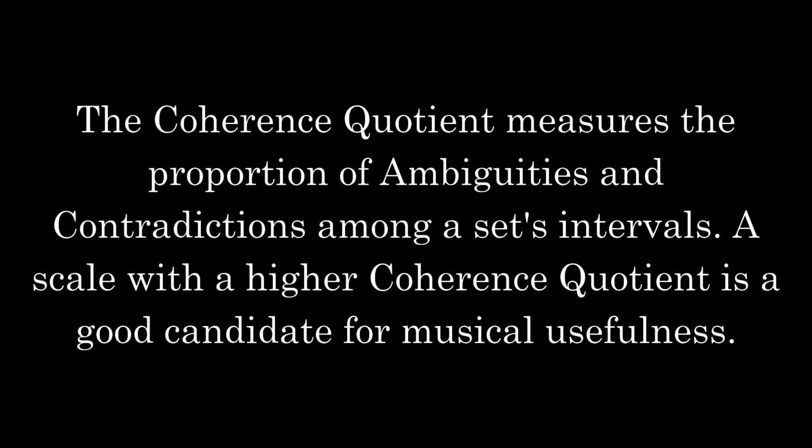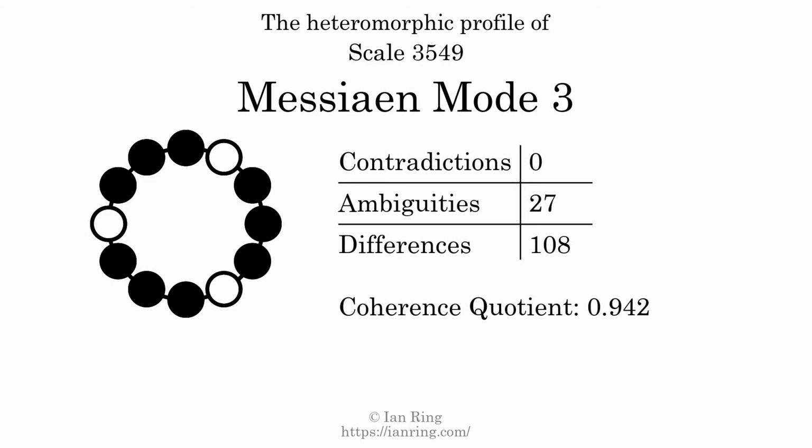The coherence quotient measures the proportion of ambiguities and contradictions among a set's intervals. A scale with a higher coherence quotient is a good candidate for musical usefulness. The coherence quotient is 0.942.